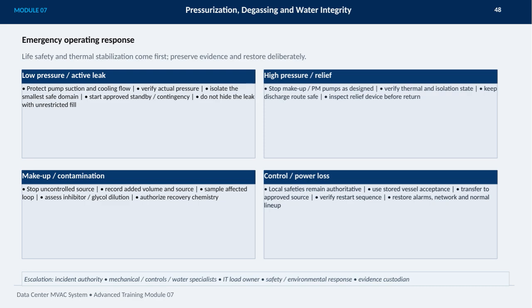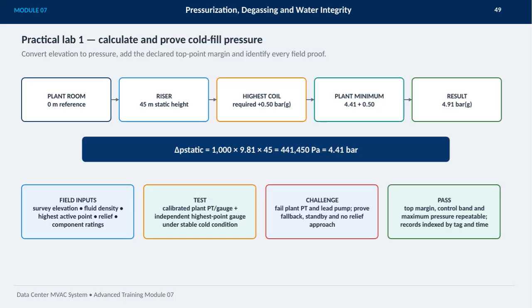In cases of control or power loss, local safeties remain authoritative. Use stored vessel acceptance, transfer to an approved source, verify the restart sequence, and restore alarms, network, and normal lineup. If escalation is needed, incident authority should include mechanical, controls, and water specialists, IT load owner, safety and environmental responders, and an evidence custodian.